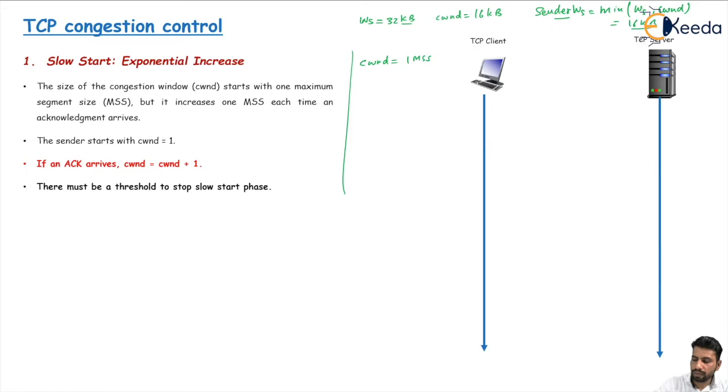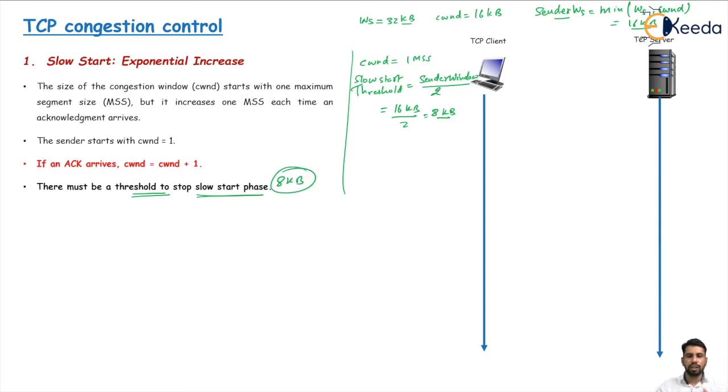Then the threshold, which we also call the slow start threshold, is equal to the sender window size divided by 2. If this is 16 KB divided by 2, the threshold is equal to 8 KB, meaning up to the 8 KB size, the threshold is to stop the slow start phase. Up to the 8 KB congestion window size, we are increasing the size of the window exponentially.